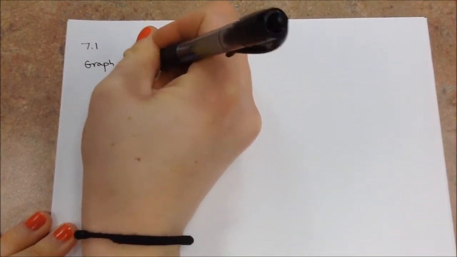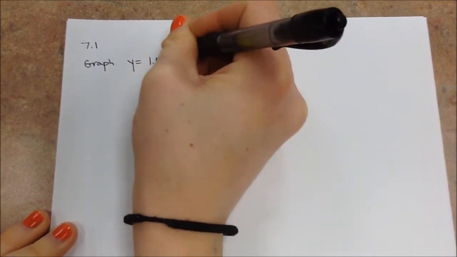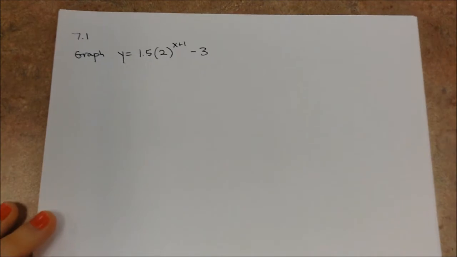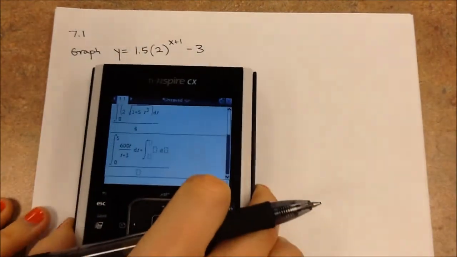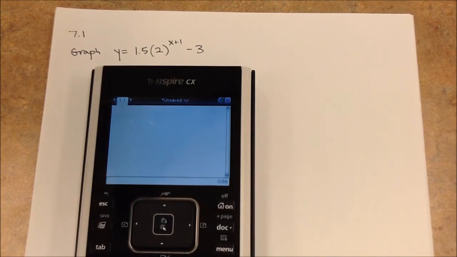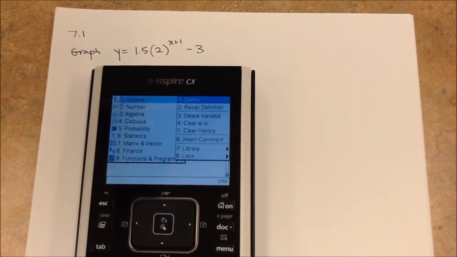Y equals 1.5 times 2 to the x plus 1 minus 3, something like that. Okay, so what we do, ignore all that stuff on there. What we do is we hit menu, and then number 1 for actions, and then number 1 again for define.